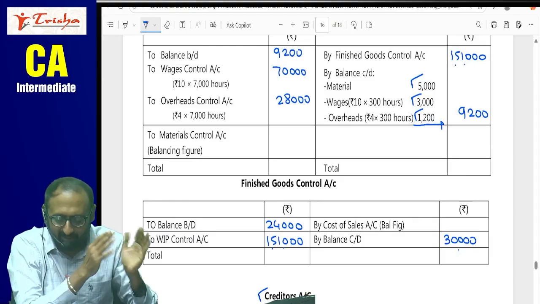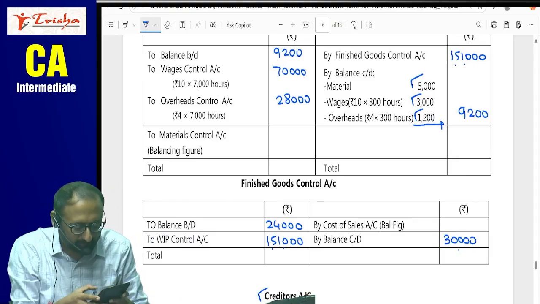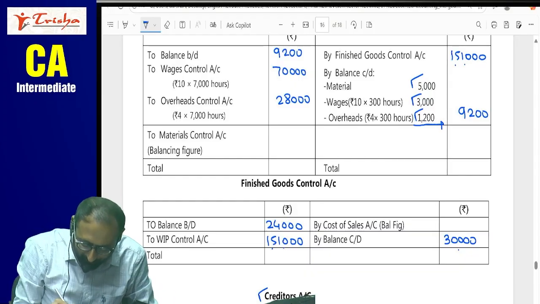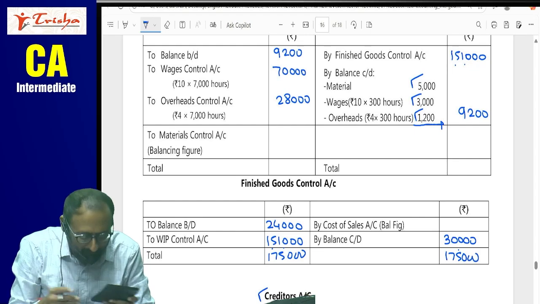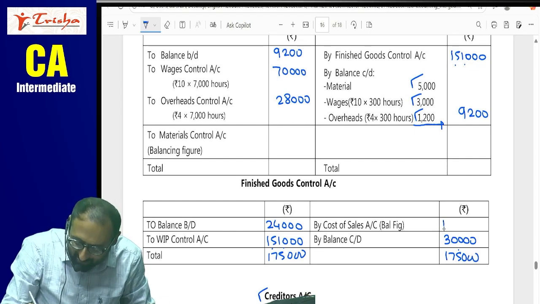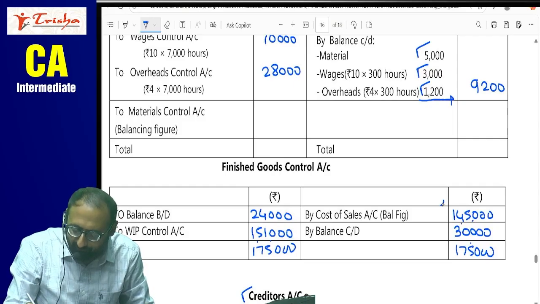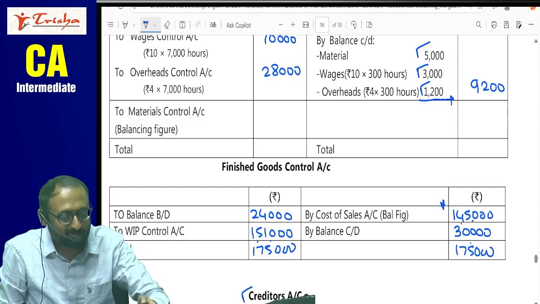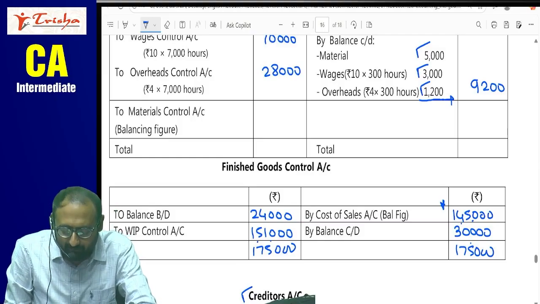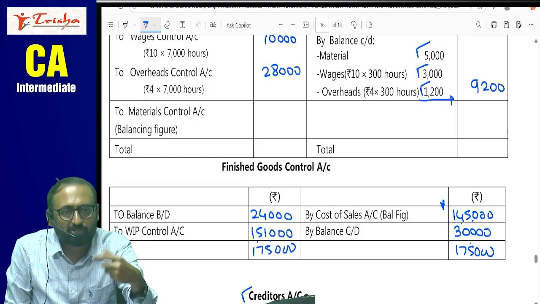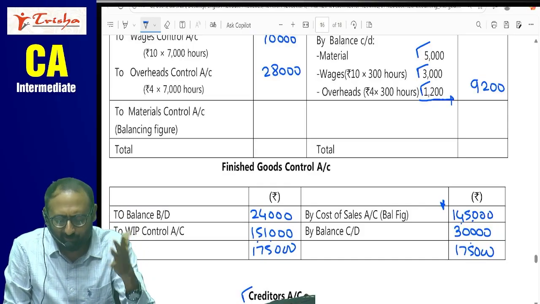Now, sir ji, take the total of the debit side. 24,000 plus 1,51,000. Is it 1,75,000? I'll write into the credit side 1,75,000 minus 30,000. You can check that. Balancing figure will be 1,45,000. Correct, sir? So this 1,45,000 will be transferred to cost of sales. So, sir, a separate question can be asked here. Question can be, how much amount is transferred from finished goods to cost of sales? How much amount is transferred from WIP to finished goods? That separate question can be asked.